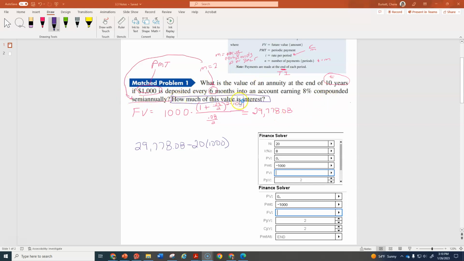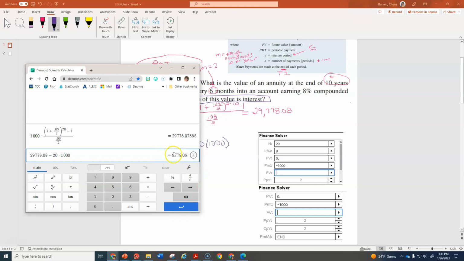Then the question says, how much of this is interest? So remember, we were making $1,000 payments. So that money is not considered part of the interest. That's the money that was coming out of my own pocket. So you take the total amount of money that's in the annuity and take out the payments that you made. We had 10 years, so twice a year. So we had 20 payments. Each one of them was for $1,000. So you take this amount away from the amount that's at the end, and we find out that we earned $9,778.08. That's not a bad amount of money to earn.